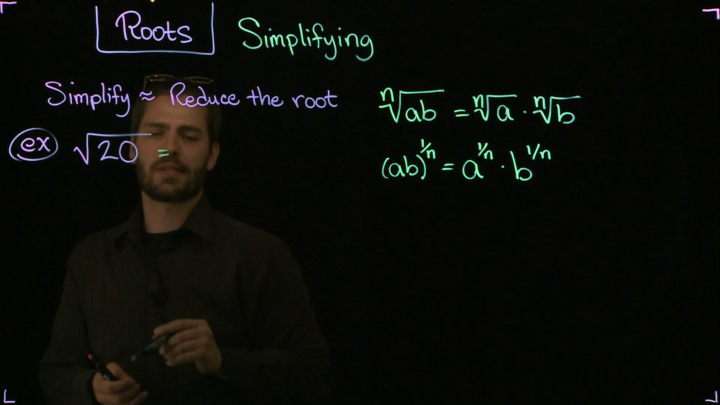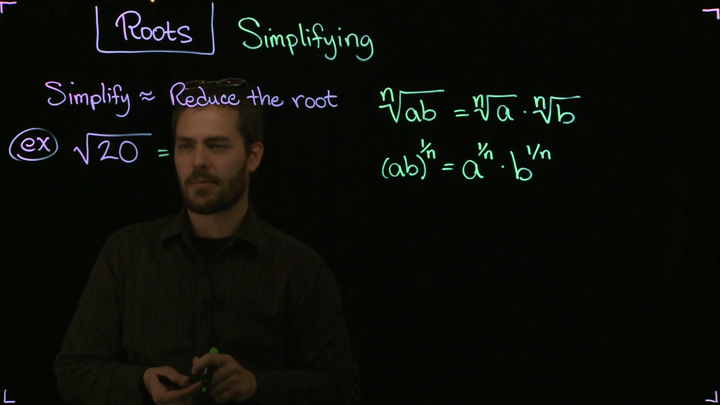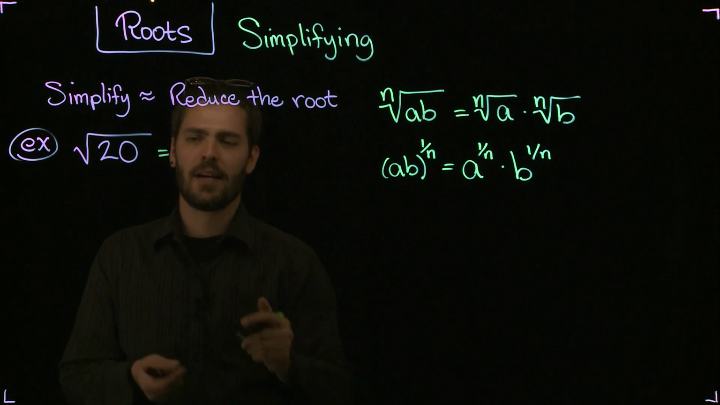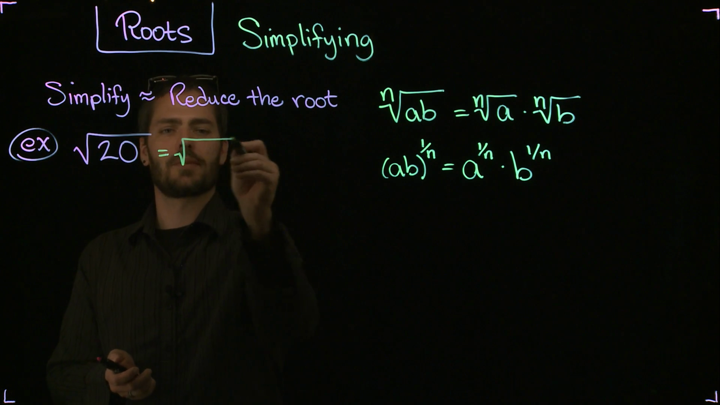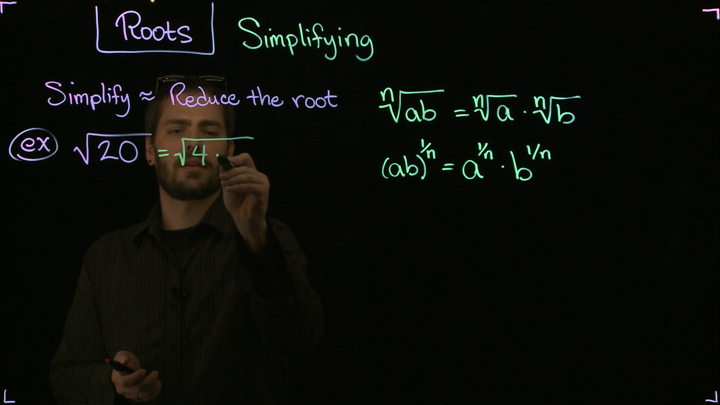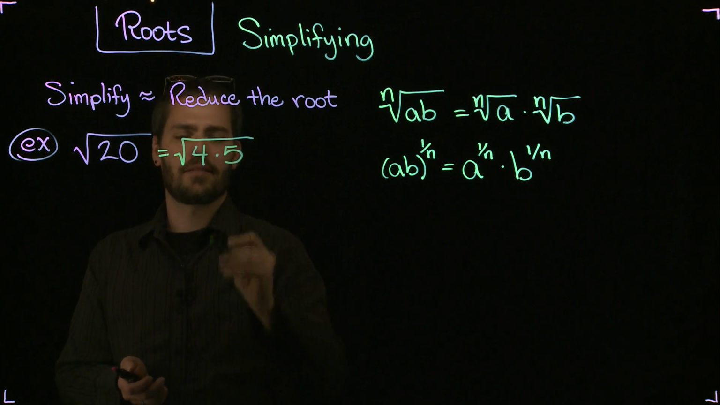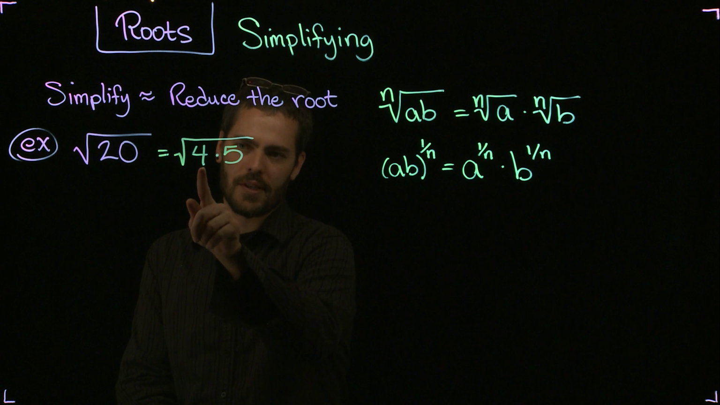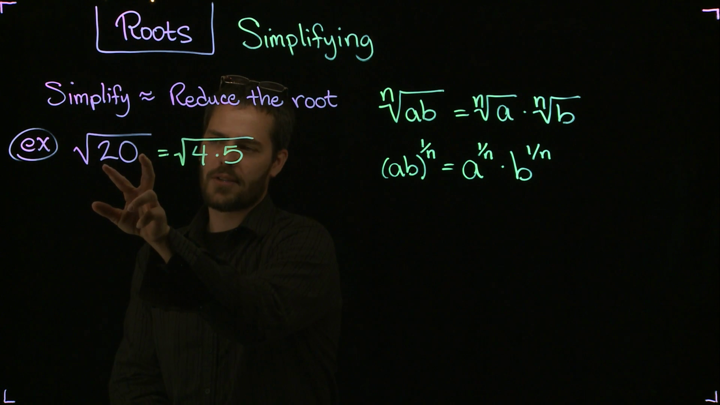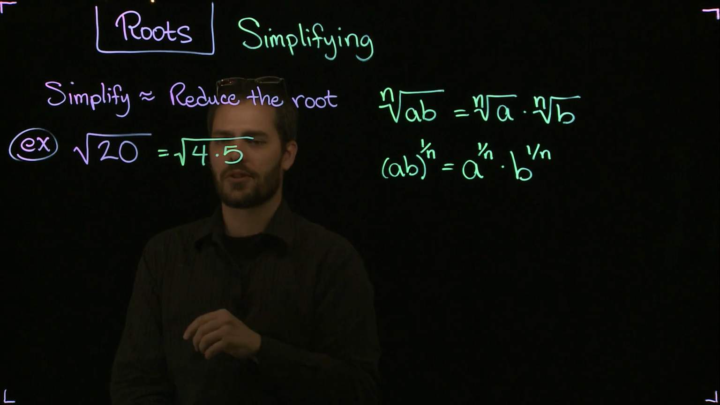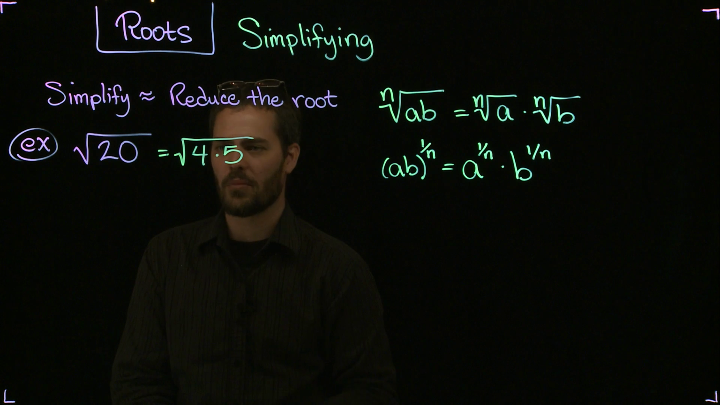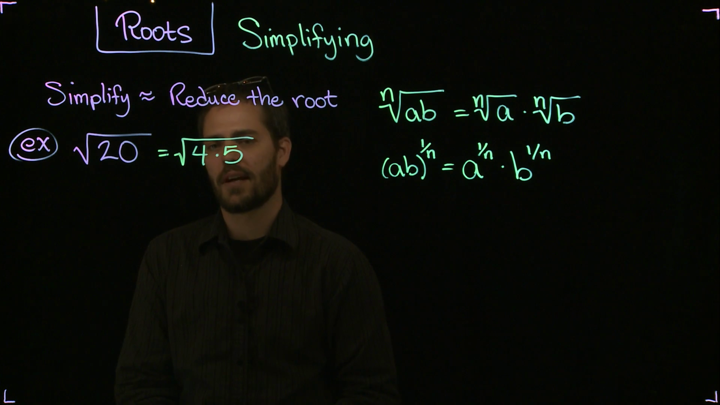Notice that I can represent 20 as a product. I can represent it as 1 times 20. I can represent it as 2 times 10. But in particular, I'm going to represent it as 4 times 5. Now, I chose that specifically because 4 is a perfect square. So when you're breaking down a number and trying to simplify a square root, you're trying to find the factors that are perfect squares. This is one way to go about it, and kind of a nice way.